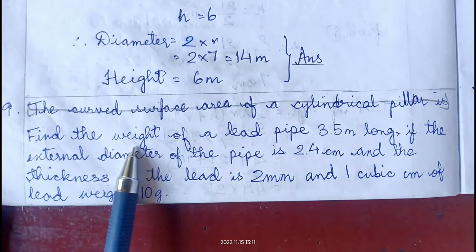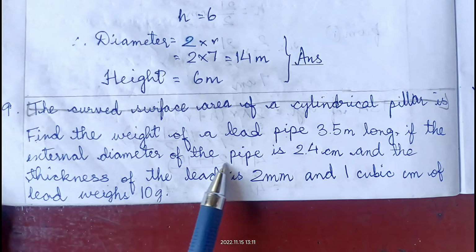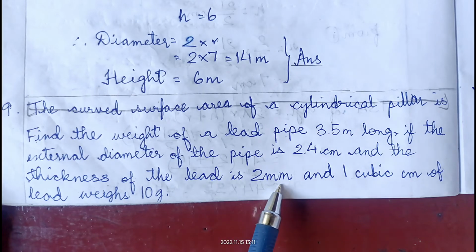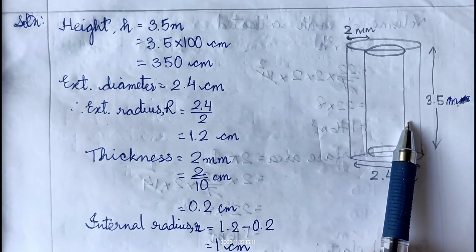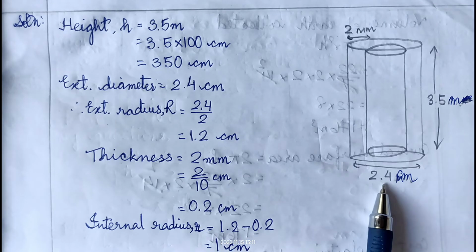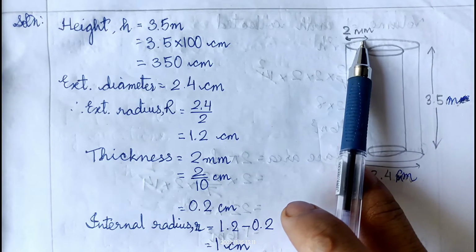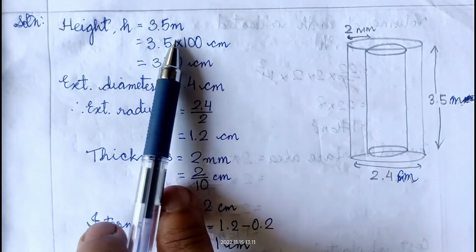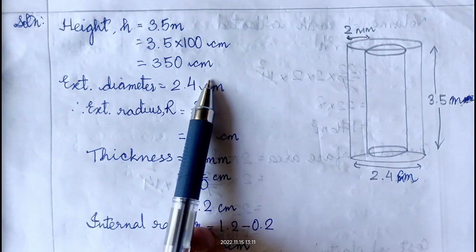Question number 9. Find the weight of a lead pipe 3.5 meter long if the external diameter of the pipe is 2.4 centimeter and the thickness of the lead is 2 millimeter and 1 cubic centimeter of lead weighs 10 gram. Suppose this is the lead pipe where height is 3.5 meter. Here it is given external diameter is 2.4 centimeter and thickness of the pipe is 2 millimeter. Here height is equal to 3.5 meter. If you convert into centimeter, we have to multiply by 100. So 3.5 into 100, it will be 350 centimeter.